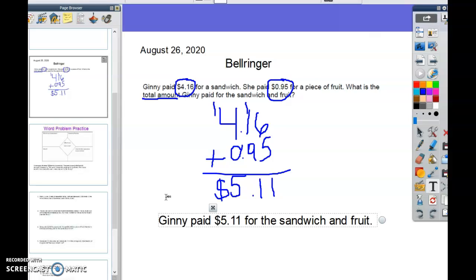Now, you could have used the graphic organizer for that if you had wanted to. I did not. If you did use that, you would just go through and fill in all the information that you know and then solve it. As always, let me know if you have any questions.